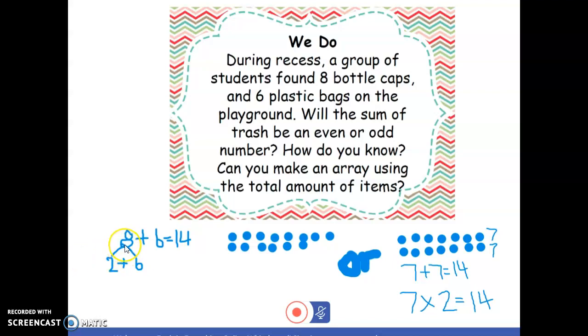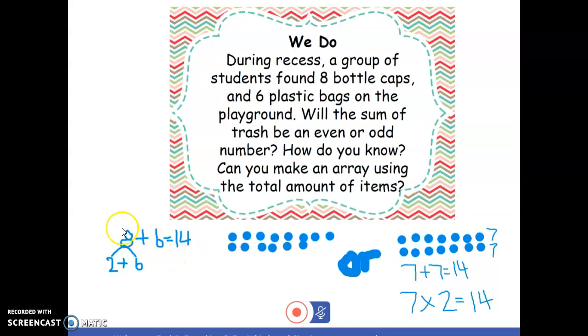So over here you can see I wrote my equation, 8 plus 6 equals 14. The way I found 14 was, I decomposed my 8 into 2 and 6 because I knew that 2 plus 6 equals 8. Now the reason why I use 2 and 6 and not 4 plus 4 is because I know that I can make a double. I know that 6 plus 6 equals 12, plus 2 more equals 14.